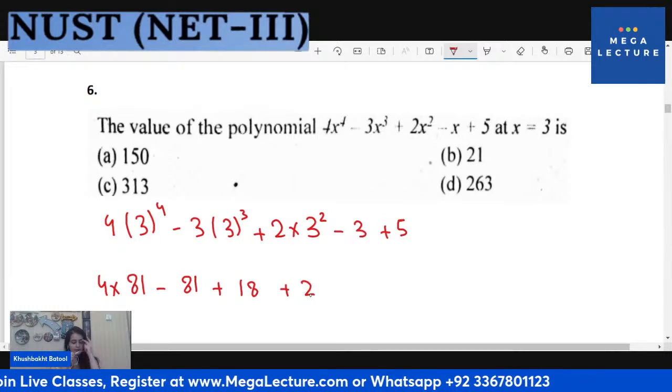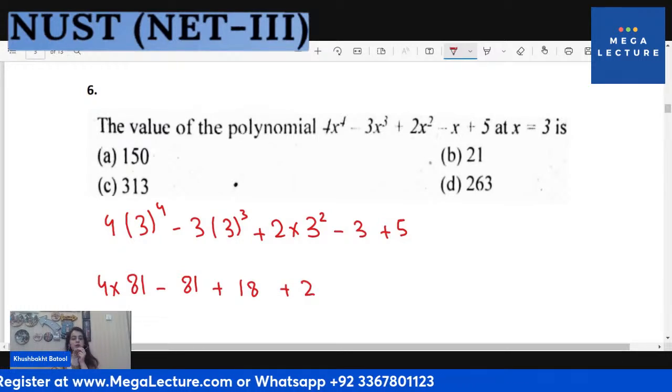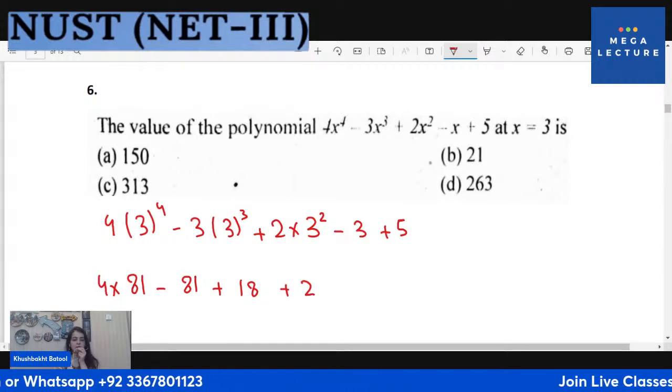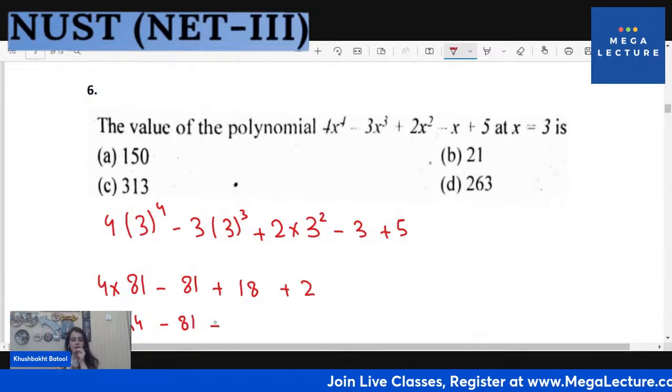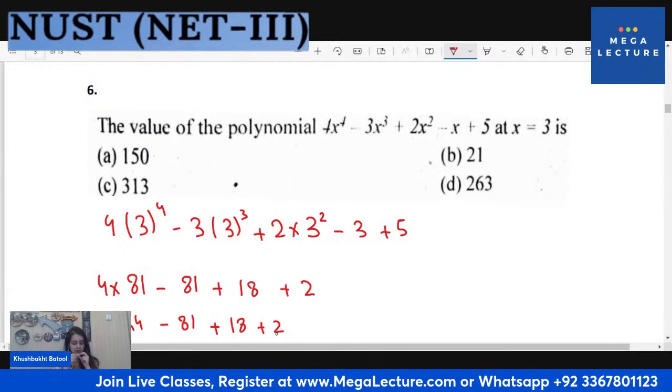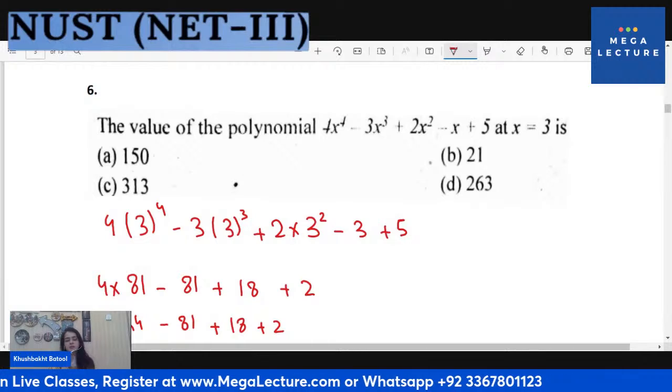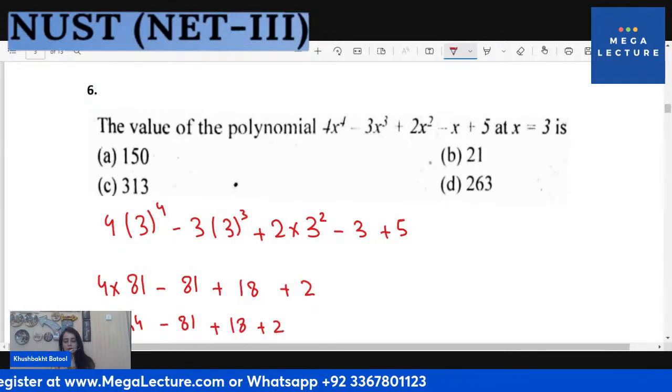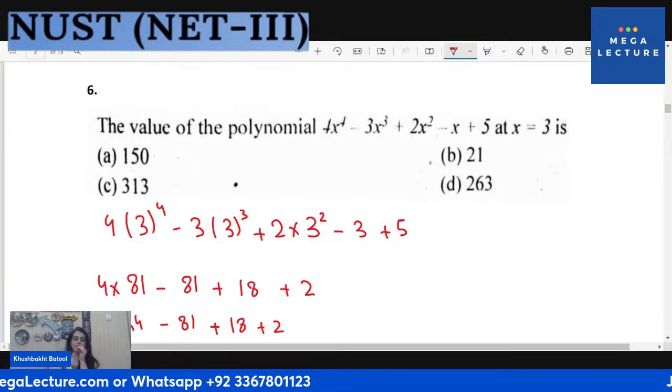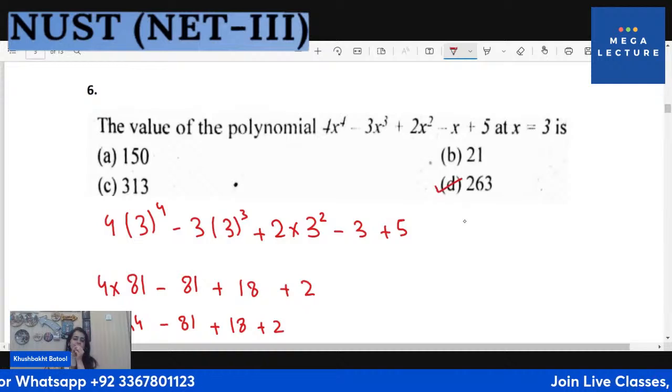Okay, now we need to simplify this. So 4 into 81, 4 into 80 is 320. So this would give me 324 minus 81 plus 18 plus 2. Okay, now you can just simplify this on your own. It's a simple addition subtraction, and this should give you 263. So the answer is going to be D in this case.